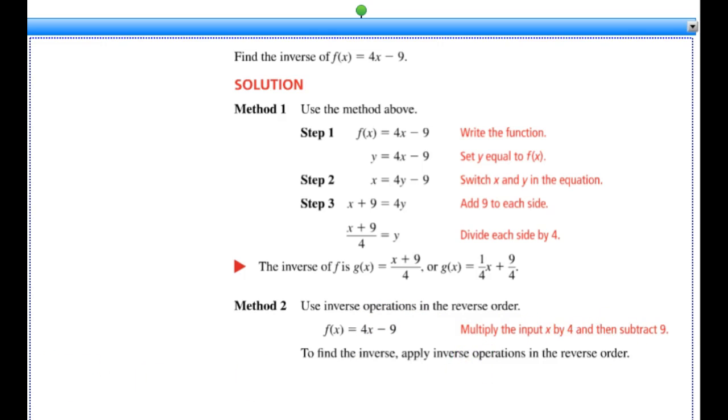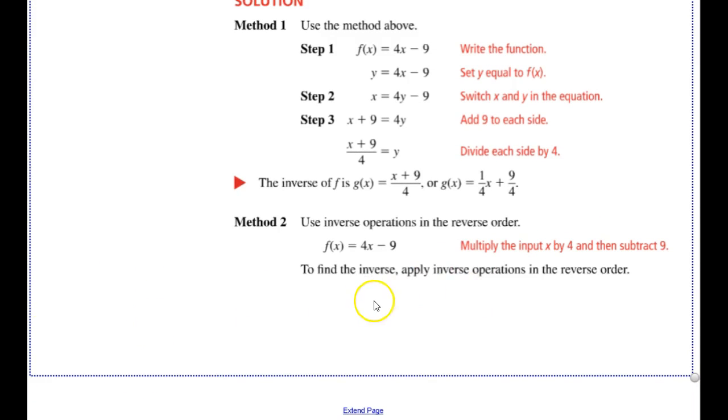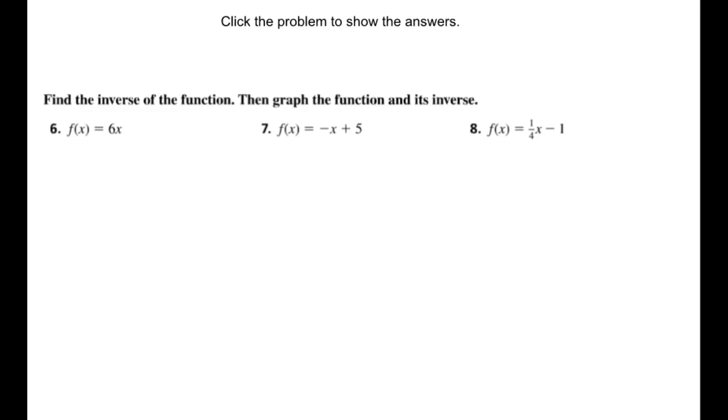So to find the inverse of this, I would do the inverse operations in reverse order. So I would start by adding 9 and then dividing by 4. This can get a little more complicated, so I really want you to focus on this first method here. Now here are some for you to try and see how you do, and if you can graph them both and see if you notice anything about those graphs.